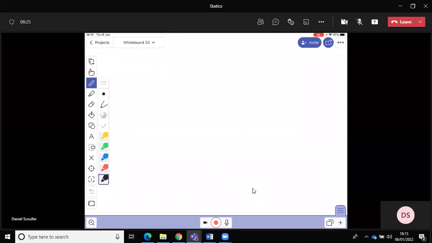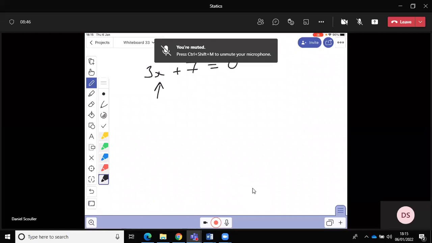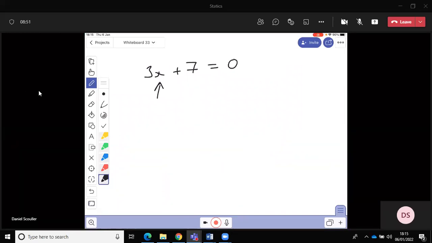Okay, so linear equations, what are we talking about? Something in the format where we've got an unknown variable that we put a letter in for, and that can be any letter. We tend to use X's and Y's, but as we go through, you can use A's, B's, F's, whatever. So don't be put off by those different letters.